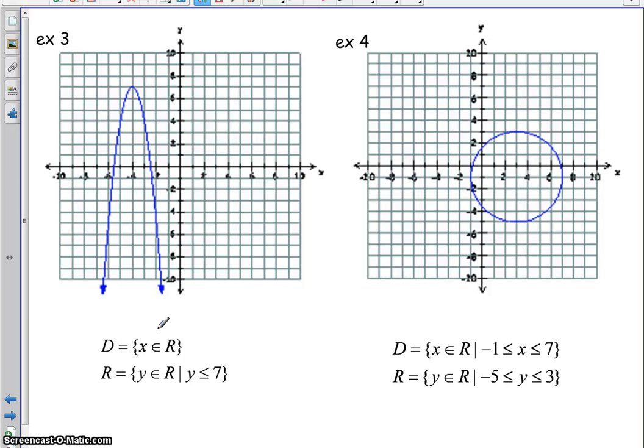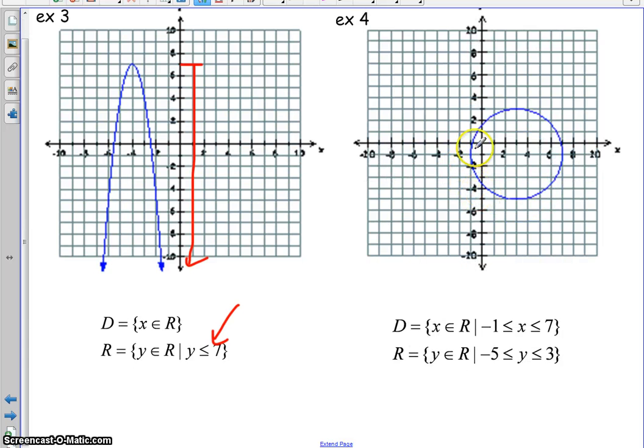Okay, number 3 is another example of a parabola. So you'll notice that with parabolas, x will always be an element of the real numbers for the domain. The only exception would be if it's a real life situation with restrictions on time or anything like that. And for our range, our maximum value is 7, and we go down from there, so y is less than or equal to 7. Okay, number 4 is another circle. So you can see x goes between -1 and 7, and y goes between -5 and 3. Okay, so we get that for a domain and range respectively.